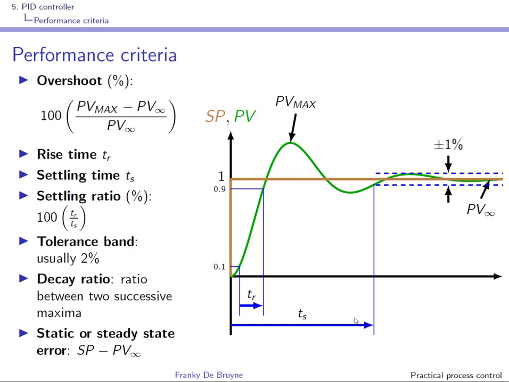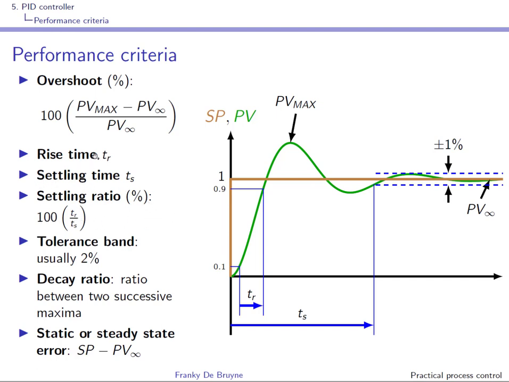Here we have a nice summary of all the performance criteria that we have considered in this course. First of all, overshoot expressed in a percentage of the steady state PV, the rise time, the time that you need to go from 10% to 90% of the steady state PV, the settling time, this is the time that you need to be in a plus minus 1% band, so a 2% band around the steady state value, right?